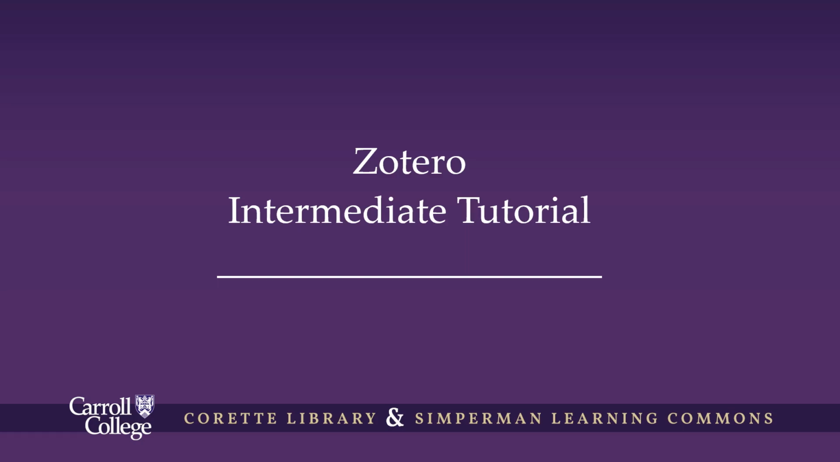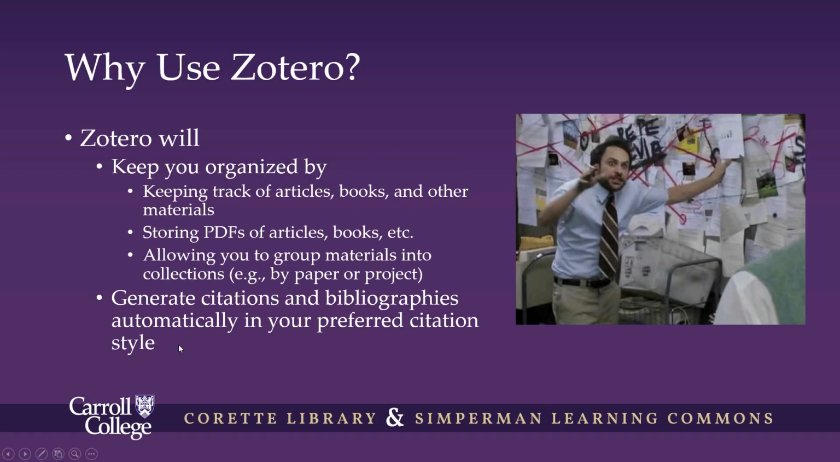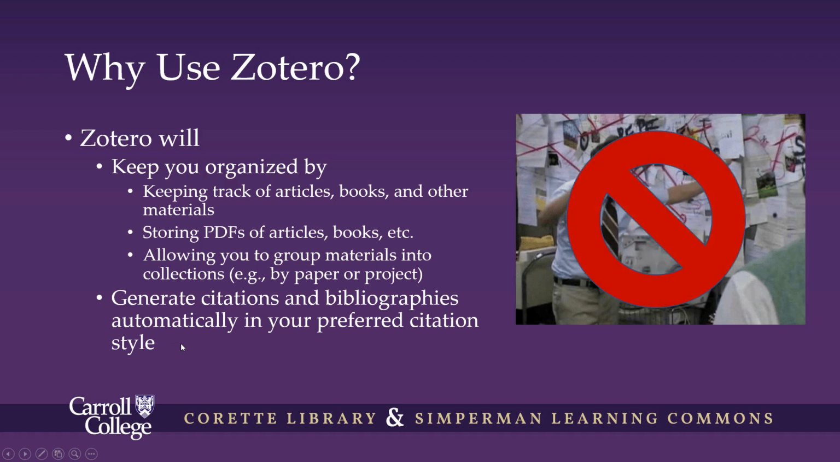In this video, we'll go over setting up and using Zotero reference management software. Zotero will do two things for you. First, Zotero will help you keep track of your research articles, books, and other materials, store article PDFs, and allow you to group materials into collections. The second thing Zotero will do for you is allow you to generate citations and bibliographies automatically from items you have added to Zotero.